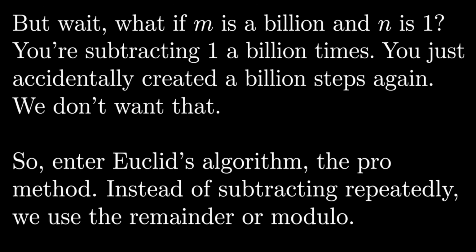But wait, what if m is a billion and n is 1? You're subtracting 1 a billion times. You just accidentally created a billion steps again. We don't want that. So, enter Euclid's algorithm, the pro method. Instead of subtracting repeatedly, we use the remainder, or modulo.